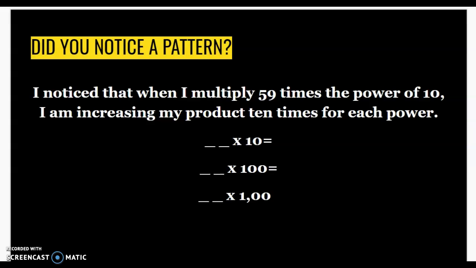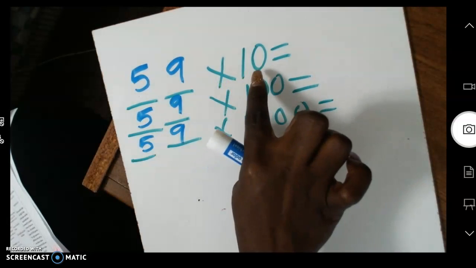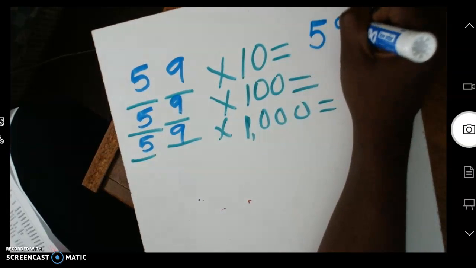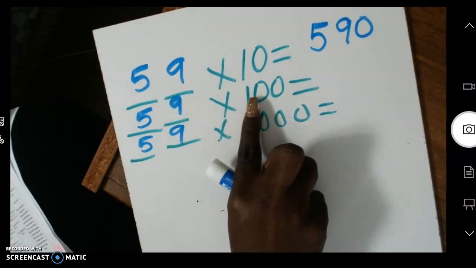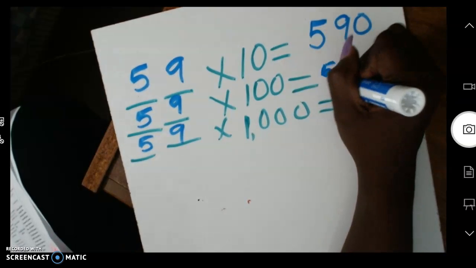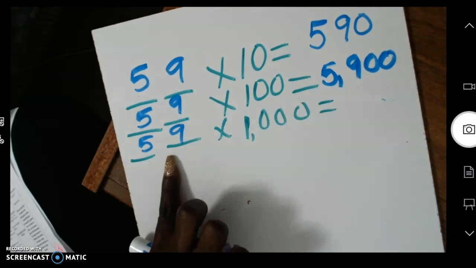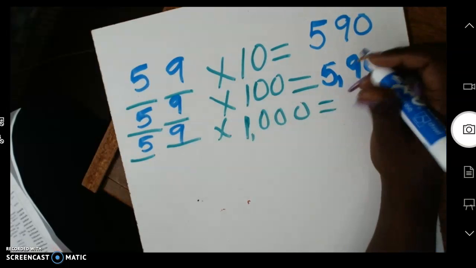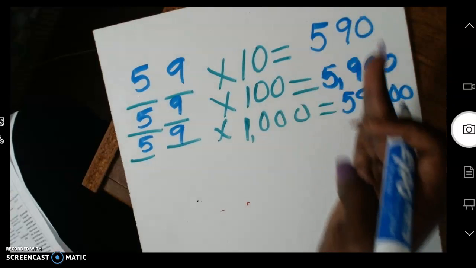Let's look at this example more closely. So here is my number, 59. When I increase it by 1 power of 10, I get 590. When I take the number 59 and increase it by 2 powers of 10, I get 5,900. When I take the number 59 and I increase it by 3 powers of 10, I get 59,000. Do you notice a pattern?